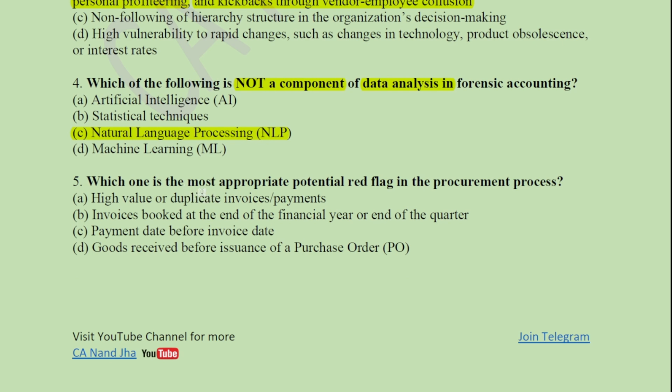Which one is the most appropriate potential red flag in the procurement process? High value or duplicate invoice payment, no. Invoices booked at the end of the financial year or end of the quarter, no. Payment date before invoice date, yeah, it should be C. Goods received before issuance of purchase order, no. It's the most appropriate potential red flag: payment date before invoice date.